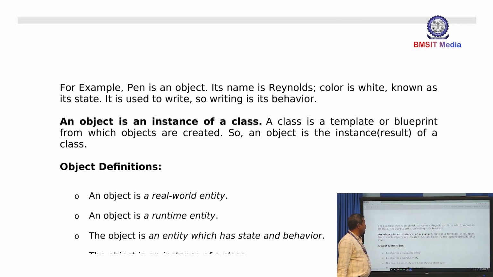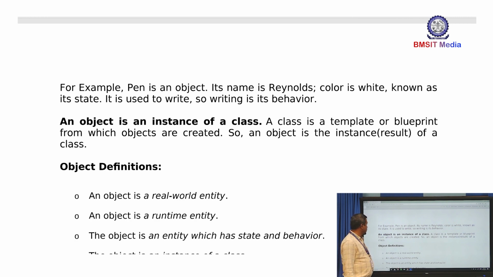For example, a pen is an object. Its name is Reynolds, and its color is white, known as state. It is used to write, so writing is a behavior. An object is an instance of a class. So what does this mean? It is an instance of the class.